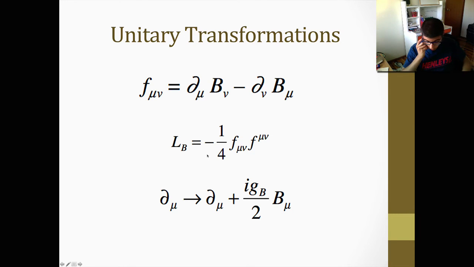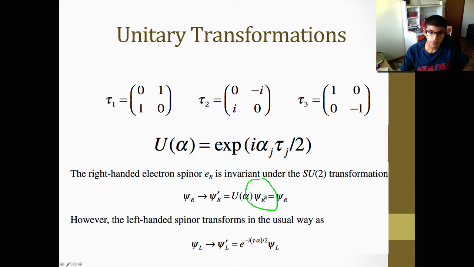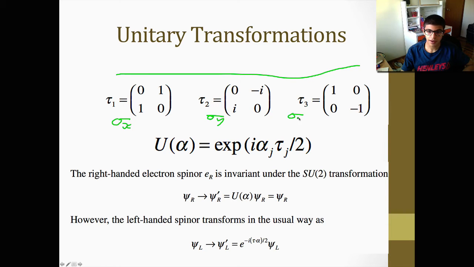And we want to ensure that this term is covariant. In other words, we want to ensure the term is invariant under Lorentz transformations, which comes from special relativity. So what we are going to do is introduce a covariant derivative with a coupling constant g. If you're not familiar with these, these are your Pauli matrices: sigma x, sigma y, sigma z. Here we'll just call them tau 1, tau 2, tau 3.